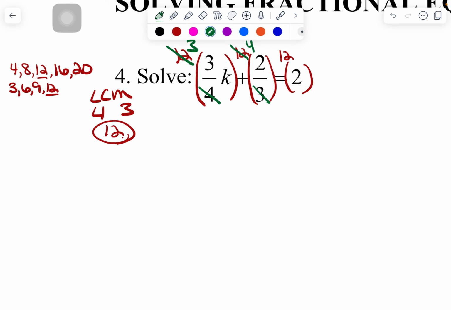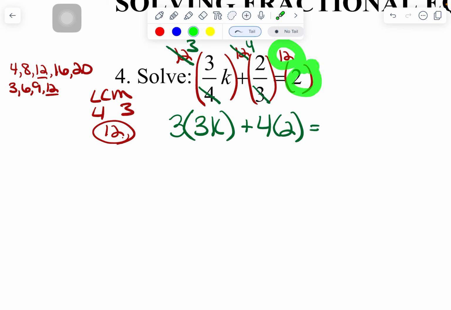So let's see what we got here. Collect it all up. We've got the 3 here and then times 3k. So 3 times 3k plus 4 here times 2. So 4 times 2, and then equals the 12 times 2 here. So 12 times 2. That equation is what we're now going to solve. There's no more fractions. Love that.